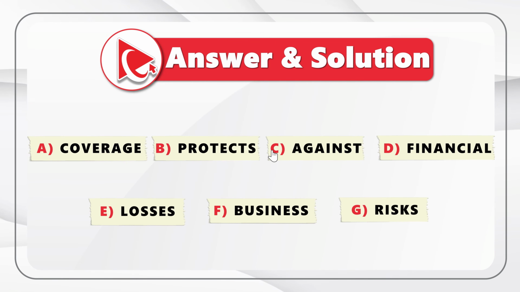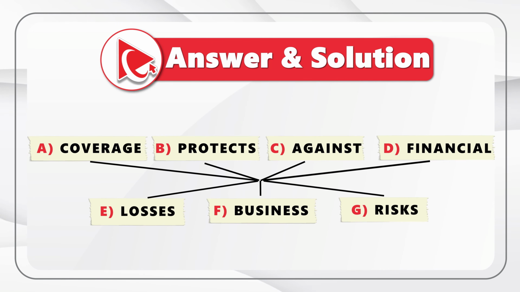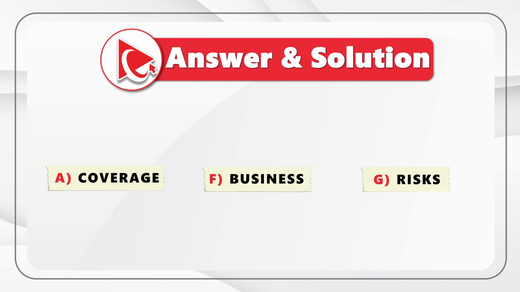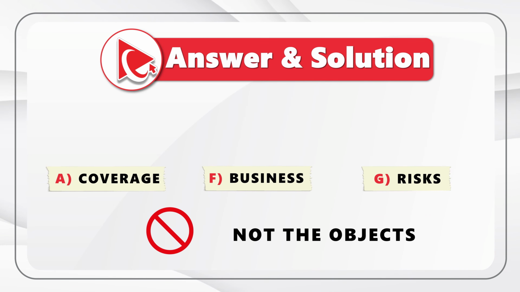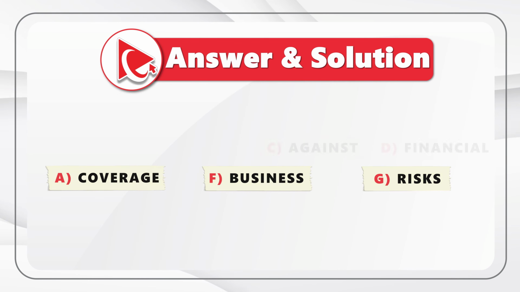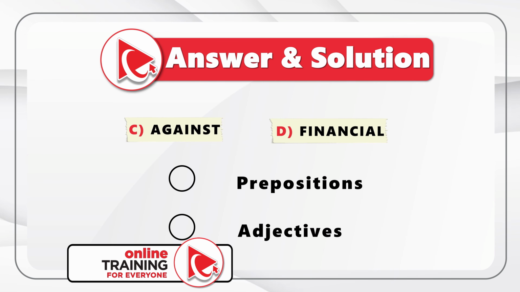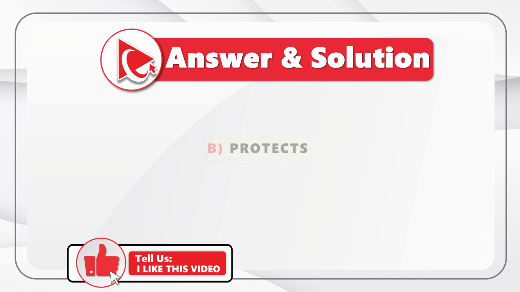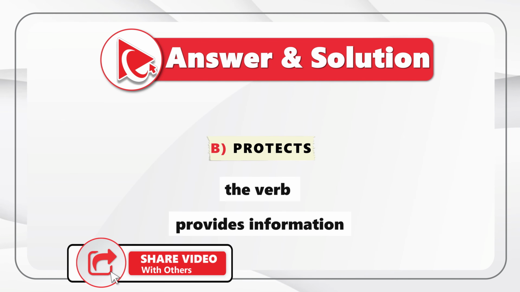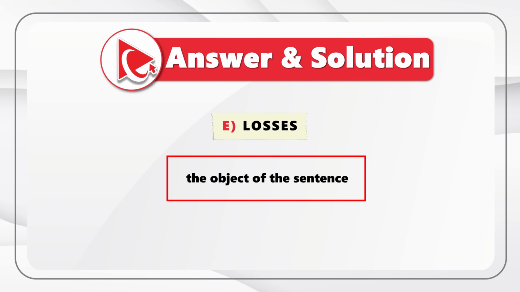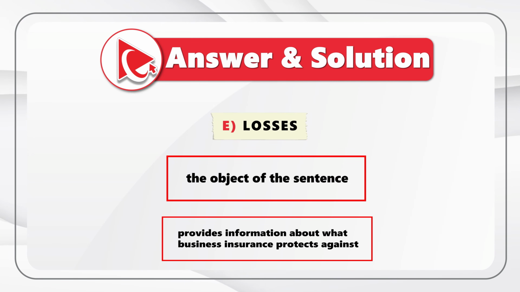To get to the correct answer, let's look at each word in this sentence to determine the meaning of the word and how to use it the correct way. We start with the words coverage, business, and risks. These are not the objects of the sentence. We also look at against and financial. These are a preposition and an adjective. The word protects is the verb and it provides valuable information in the sentence. The word losses is the object of the sentence and it provides information about what business insurance protects against.